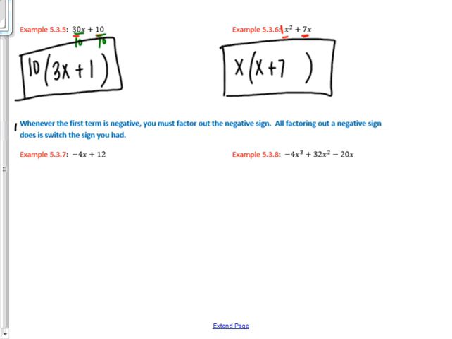Alright, so I'll put this note here. Whenever the first term is negative, you must factor out the negative sign. All this does is switch the signs you had. Everything works the same. But when that's a negative, like that one, go ahead and write it down.